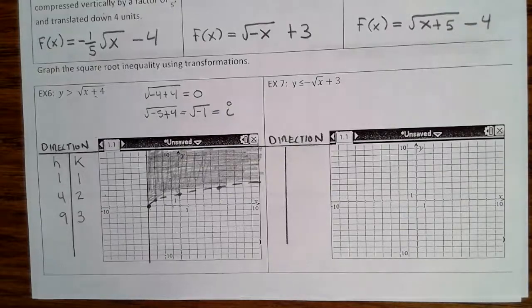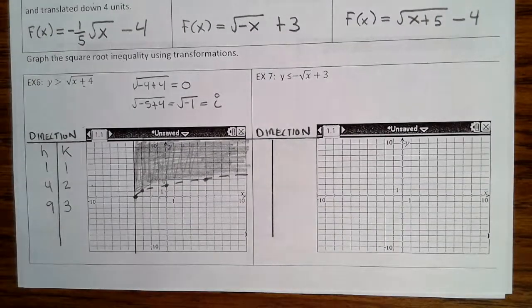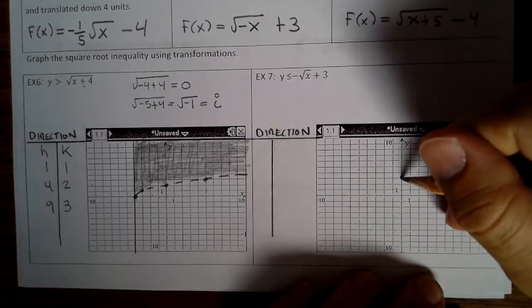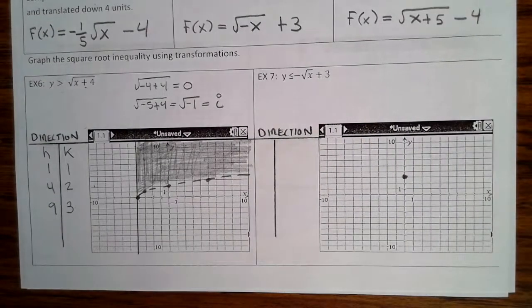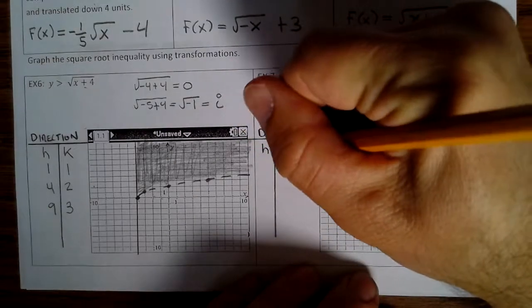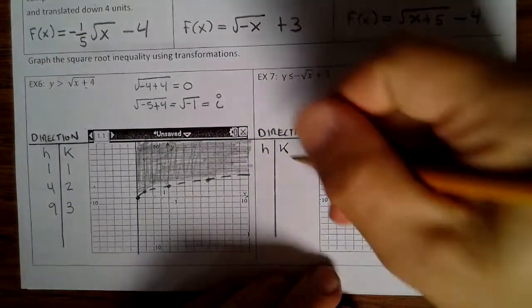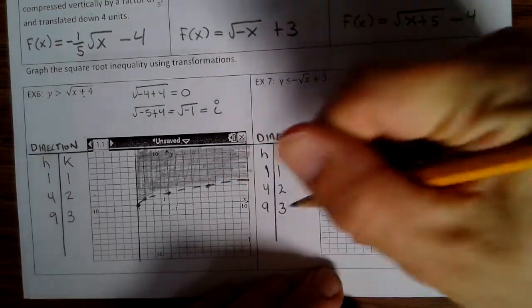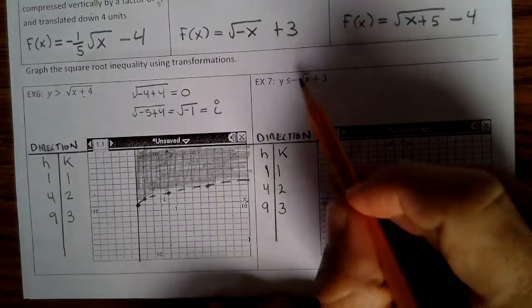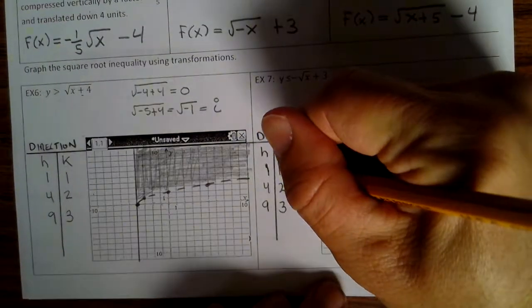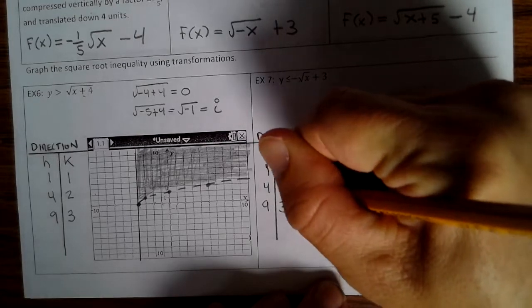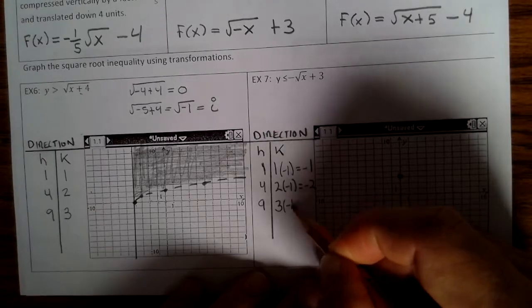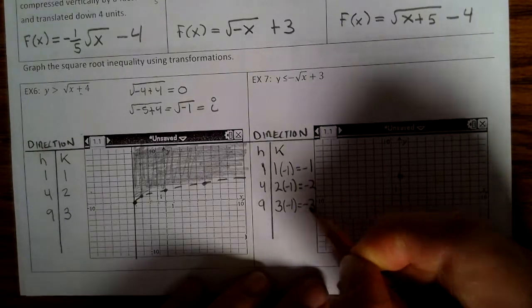Okay, go and finish up example 6. All right. Now, it looks like our vertex is going to go up 1, 2, 3. Okay, and we're going to graph by direction. So we know that's h and k. We know (1, 1), (4, 2), (9, 3). But we see here that we have to multiply by negative 1. So 1 times negative 1 is negative 1. 2 times negative 1 is negative 2. And 3 times negative 1 is negative 3.